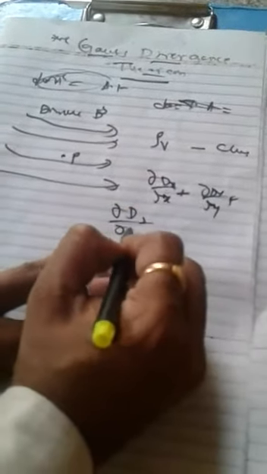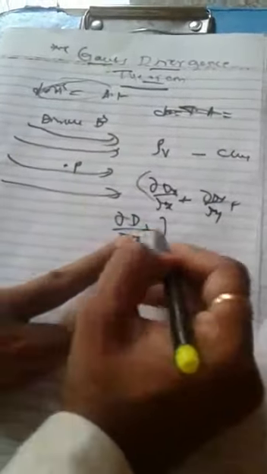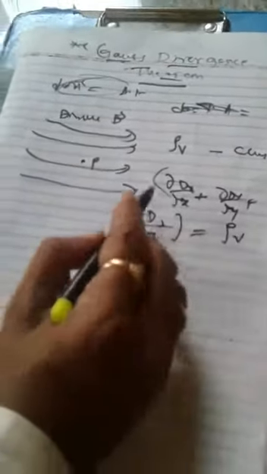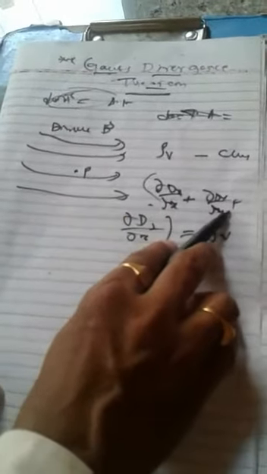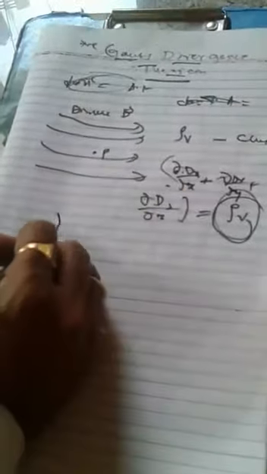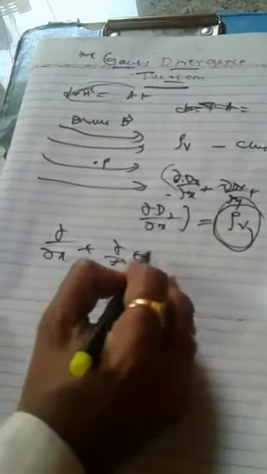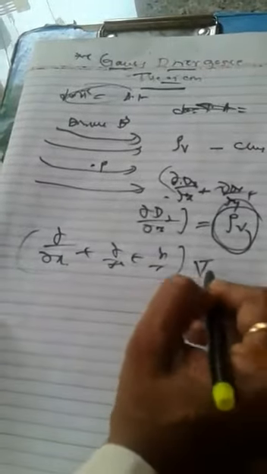Then it can be shown along the x-axis, y-axis, z-axis: dou Dx by dou x plus dou Dy by dou y plus dou Dz by dou z is equal to rho v, because it is the rate of change of flux density along x, y, z, which is equal to the total charge density rho v. Or we can take the common dou by dou x plus dou by dou y plus dou by dou z, taking dou separate, is equal to rho v.